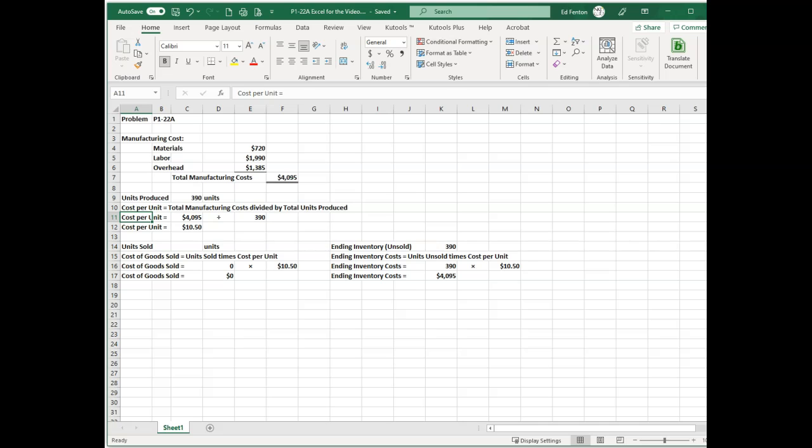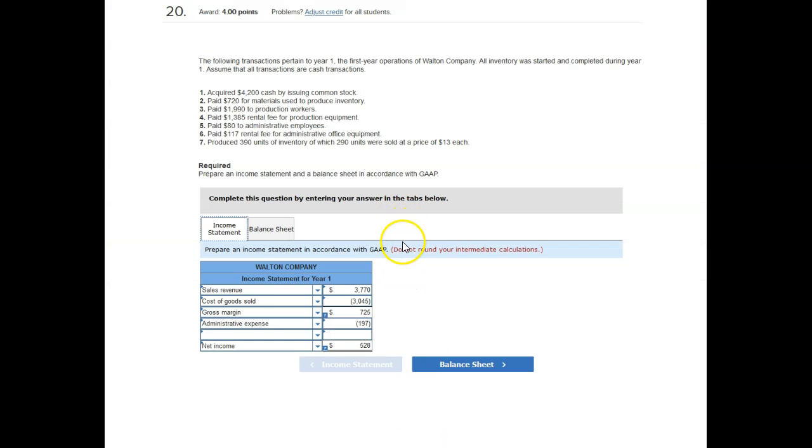Let me go back to the information here. Then it says we sold 290 of these 390. So of the 390 we produced, we sold 290. That means there are 100 units we did not sell. Okay, and that'll stay in your ending inventory for finished goods inventory.